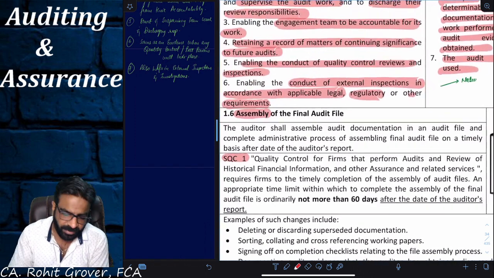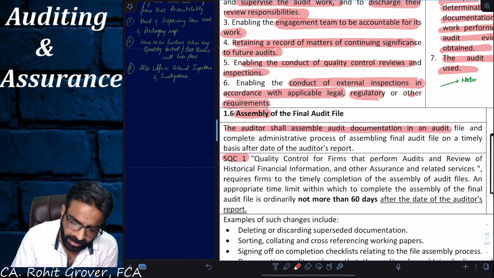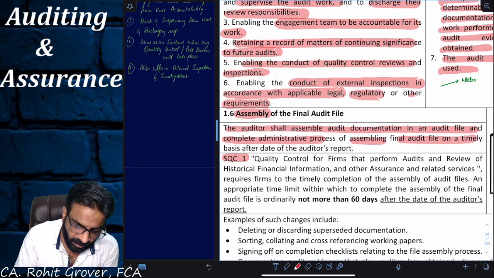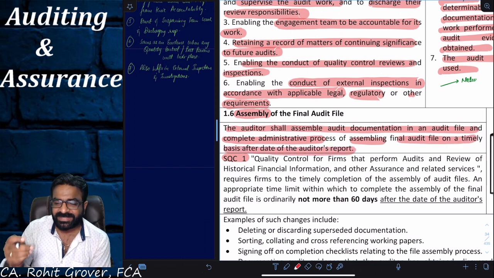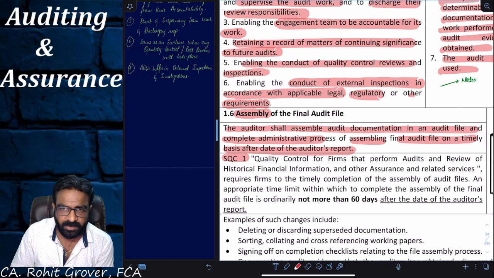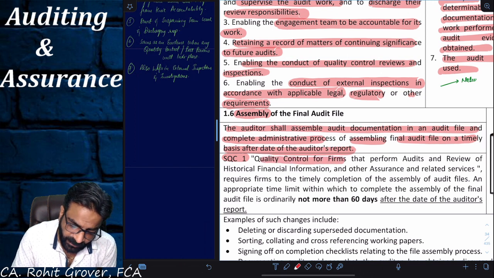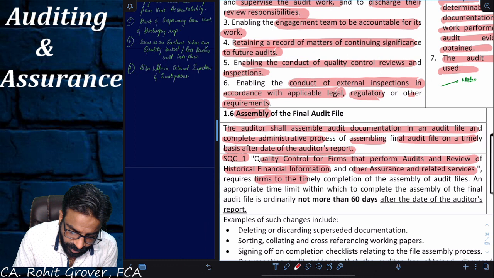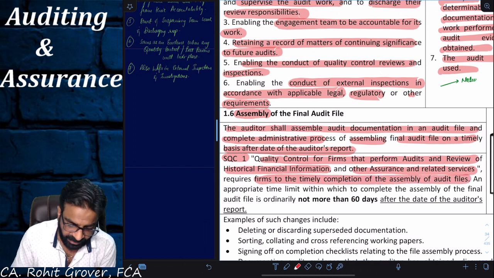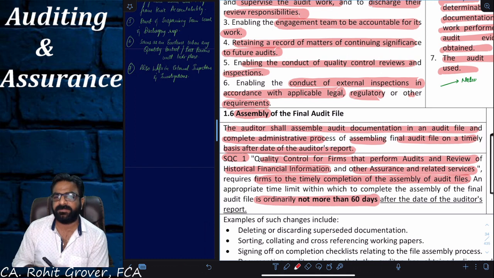So let us read this topic, what the audit lawmaker is saying. Auditor shall assemble audit documentation in an audit file and complete the administrative process of assembling the final audit file on a timely basis after the auditor's report. That's what I was trying to tell you. As and when your audit is getting over, within 60 days, you have to do the assembling. Now see. SQC1, quality control for firms that perform audits and reviews of historical financial information and other assurance and related services, requires firms to timely complete the assembling of audit files. An appropriate time limit within which to complete the assembling of the final audit file is ordinarily not more than how many days, everyone?